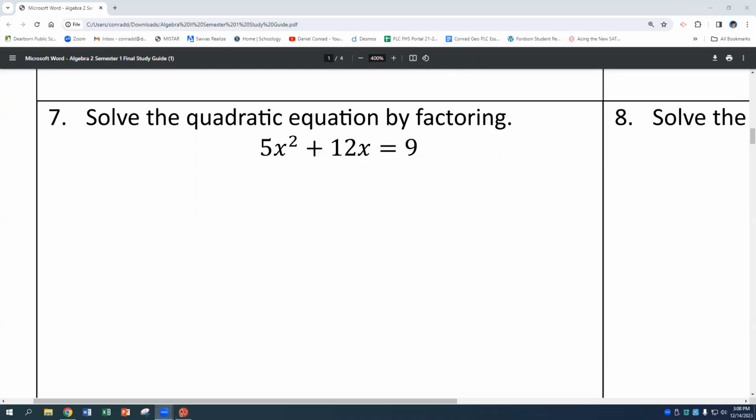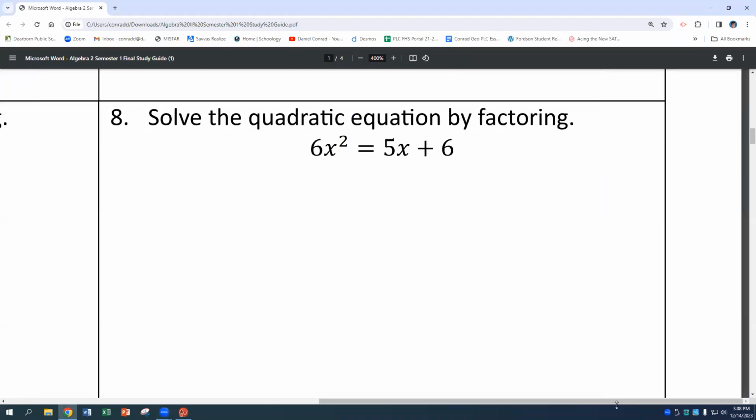All right, number 8. Doing the same thing. We need to move everything to one side, so I'm going to have 6x squared minus 5x minus 6 equals 0. We need to subtract 5x from both sides, and we need to subtract 6 from both sides. We need two numbers that multiply to a times c. A is 6, c is negative 6, so that needs to be negative 36. And we need two numbers that add to negative 5.